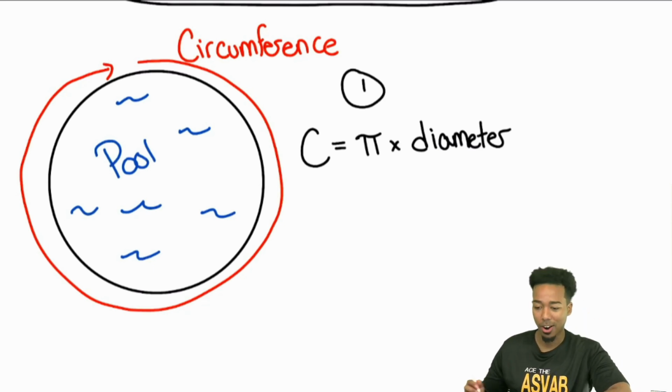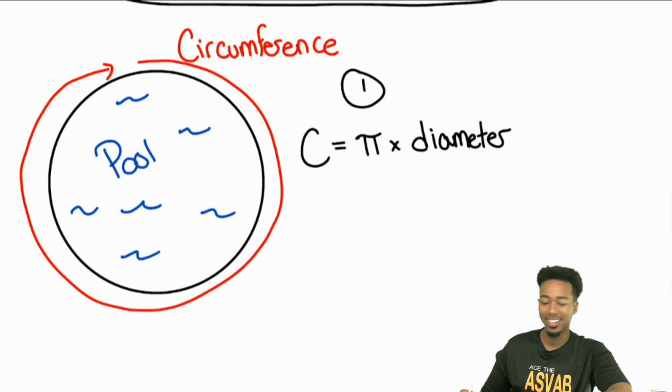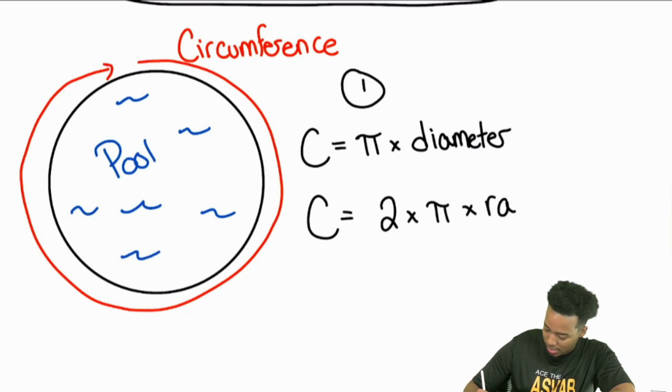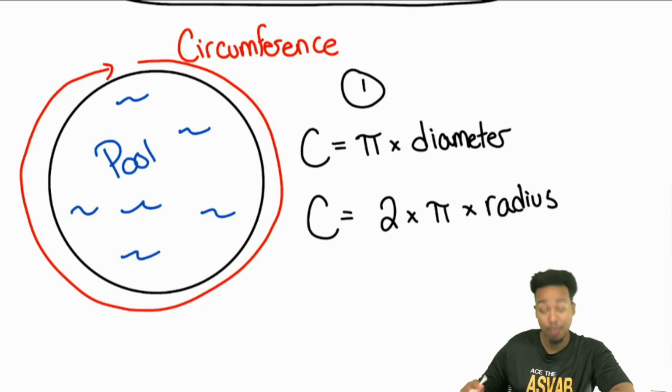That's right, 2 pi r, Kai. Kai and Kaya, I love having both of y'all in here. So yeah, that'll be circumference equals 2 times pi times the radius. That is the other formula that we can absolutely use here.